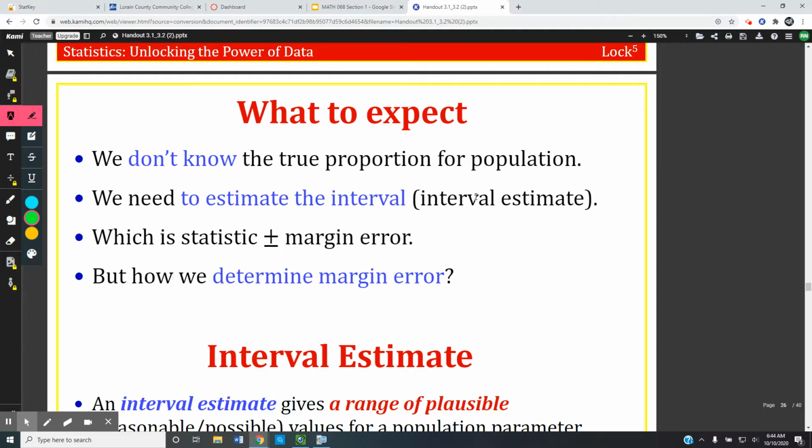And how do we do that? Well, we look at a statistic, and we take a statistic and we plus or minus a margin of error. We give ourselves a window. The question is, how do we determine this margin of error piece? We can find the statistic. The statistic is the 45%. What we want to know is how far above and how far below the 45% can we go and still be inside of the margin of error, or, as we're going to state, the confidence interval.